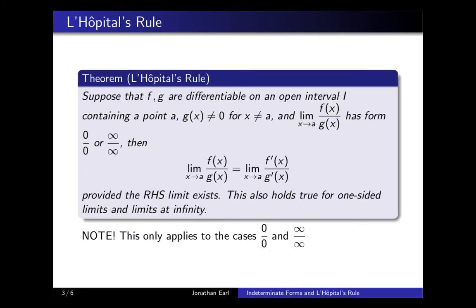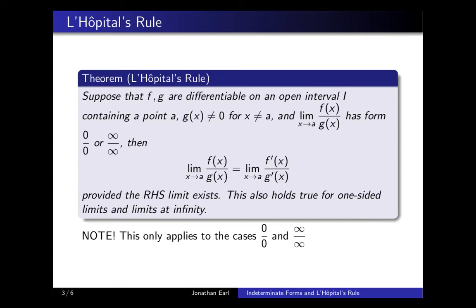There's this very convenient rule that says that if we have a pair of differentiable functions f and g around some point a, and we look at the limit as x goes to a of f over g, and f and g are both going to 0 or both going to infinity, then, so long as the limit on the right-hand side exists, the limit as x goes to a of f over g is equal to the limit as x goes to a of f prime divided by g prime.